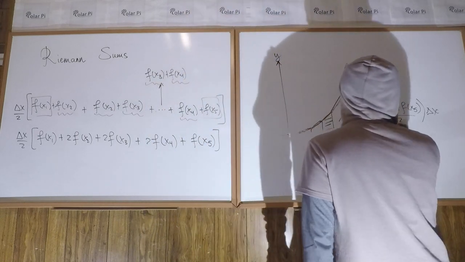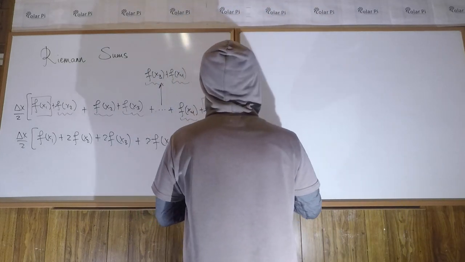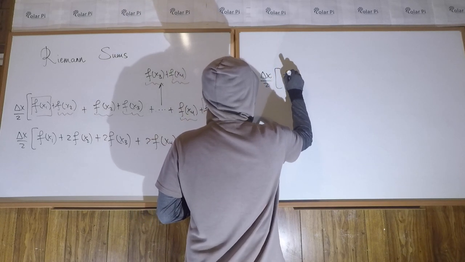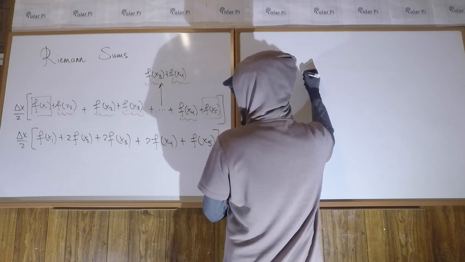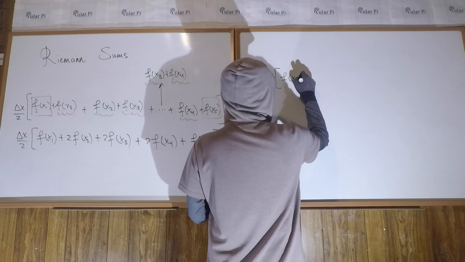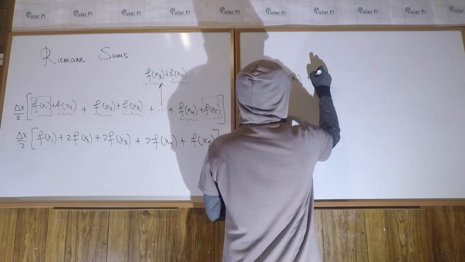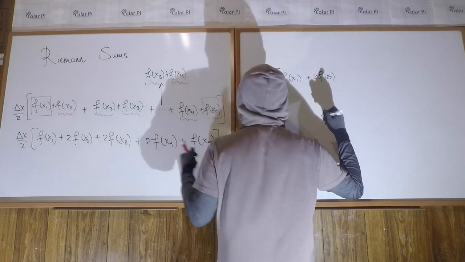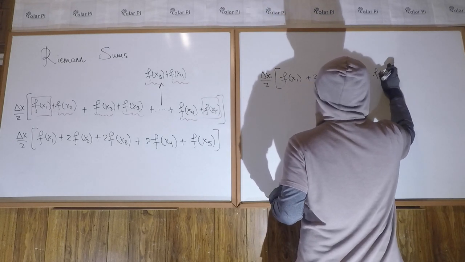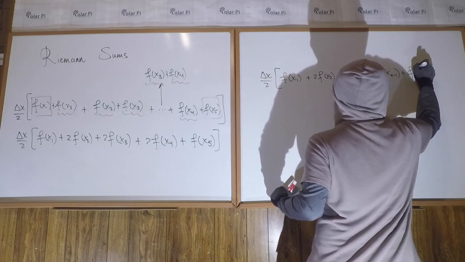So I'm going to conclude by generalizing this. Generally, the trapezoidal rule, for whatever function you're using, will be delta x over 2 times f of x1 plus 2 f of x2, plus, generalizing it, plus 2 f of x sub n minus 1, plus a single f of xn right here.